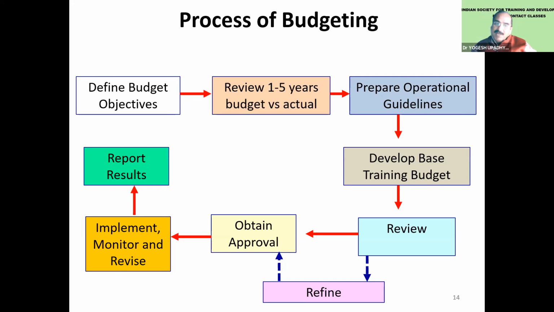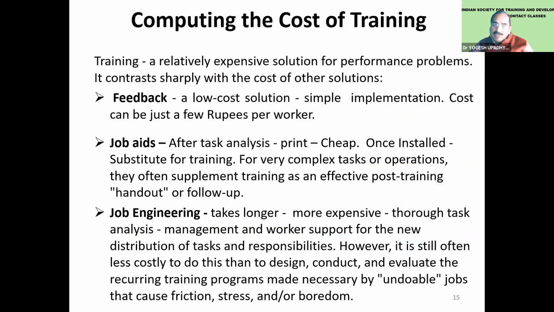So again, I will repeat: defining the budget objective, then reviewing data for 3, 4 or 5 years, then guidelines, then a rough budget, then sending it for review. And if you get some suggestion or objection, then you comply with those and refine your budget, then put it up for approval, implementation, and then reporting. This then goes back again.